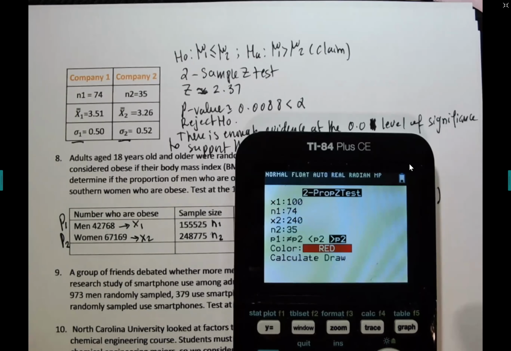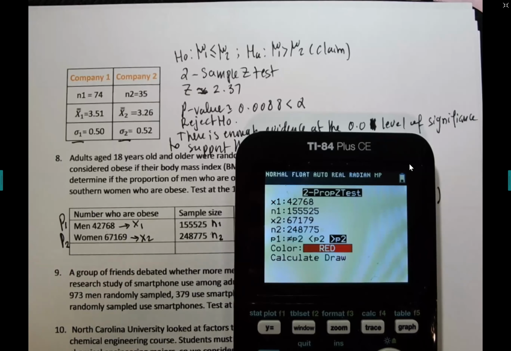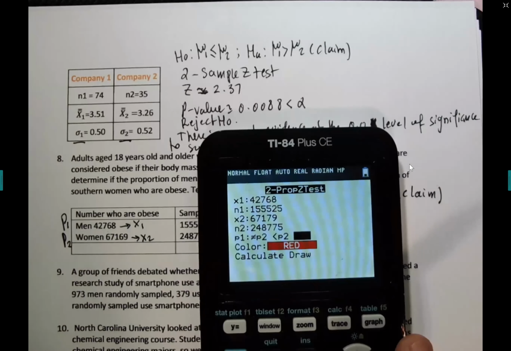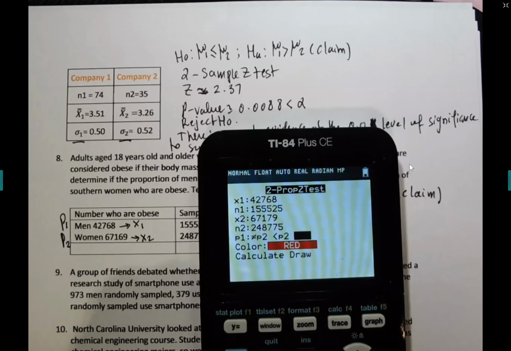And let's do the math. X1 is the smaller number, so 42,768. Now the larger sample size, which is 155,525. X2 is 67,179. And N2 is 248,775. And we're testing if the first proportion is larger than the second proportion. See, determine if the proportion of men who are obese is more. So that's what it says. And you hit calculate.